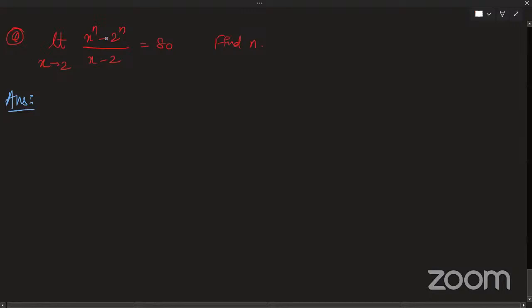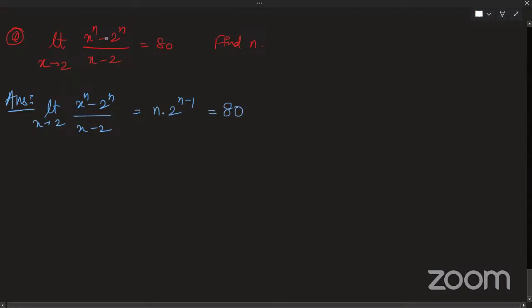Let us do one similar easy question. Limit x tends to 2, x raised to n minus 2 raised to n divided by x minus 2 is equal to 80. So what is the value of n? First of all, what is the value in the limiting form? It is n into 2 raised to n minus 1. And this value is equal to 80.